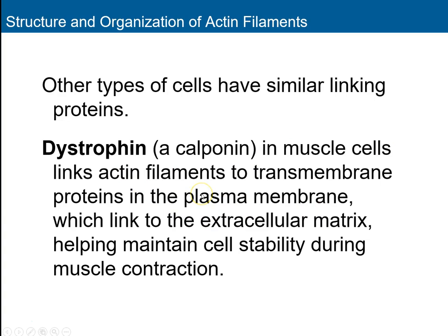So, for instance, dystrophin, which we mentioned before. Dystrophin in muscle cells will link actin filaments to transmembrane proteins, just like I showed you with spectrin there, and also help link to the extracellular matrix. This helps maintain cell stability during muscle contraction. If dystrophin is mutated and not functioning properly, you lose the stability. When those muscle cells contract, things start pulling away from the plasma membrane and the extracellular matrix. Cells start to die, and then you start to lose muscle function. So again, dystrophin is an actin binding protein.